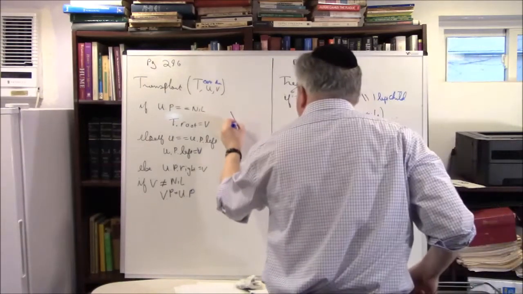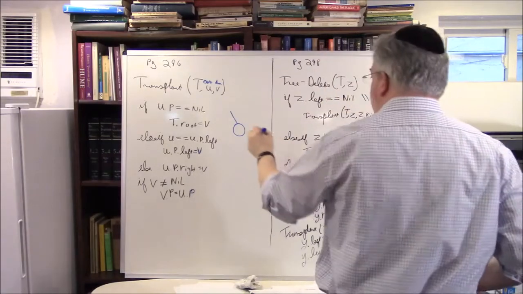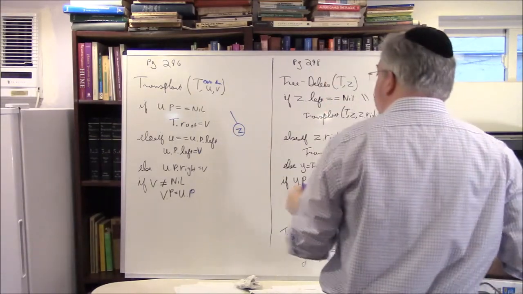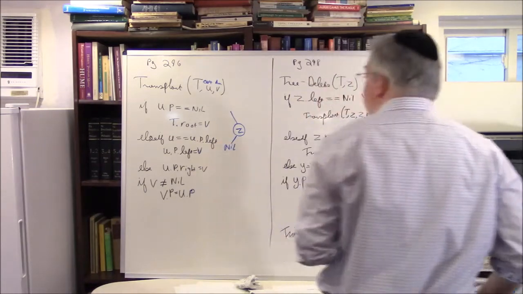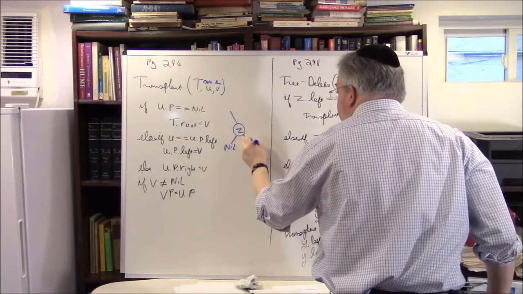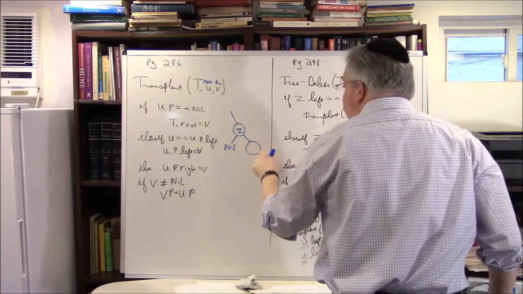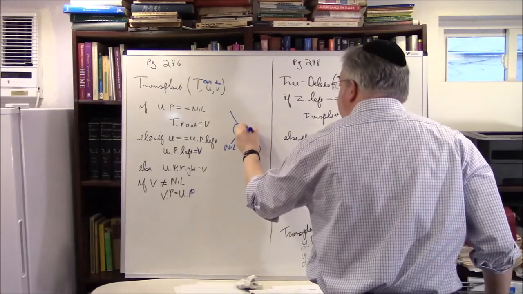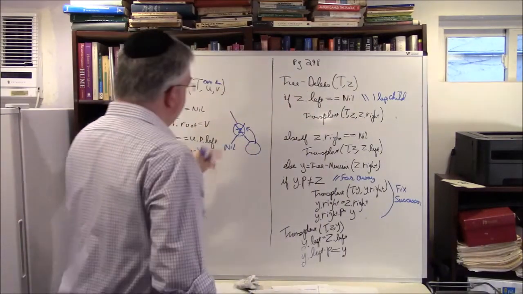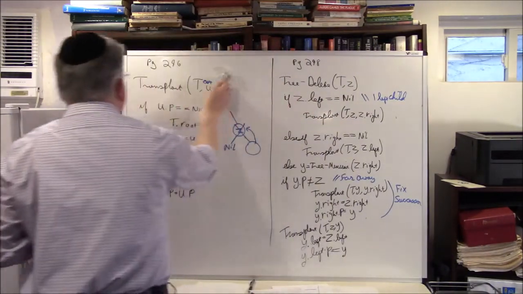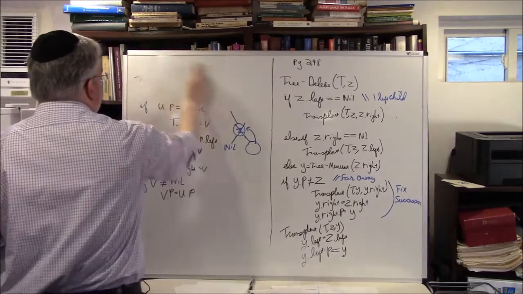And this is what we said. If this is Z, and he does not have a left child, then what you should do is take his right child and put it in his place. Cross out Z and put the right child in his place. We do not need this anymore because we know how transplant works.